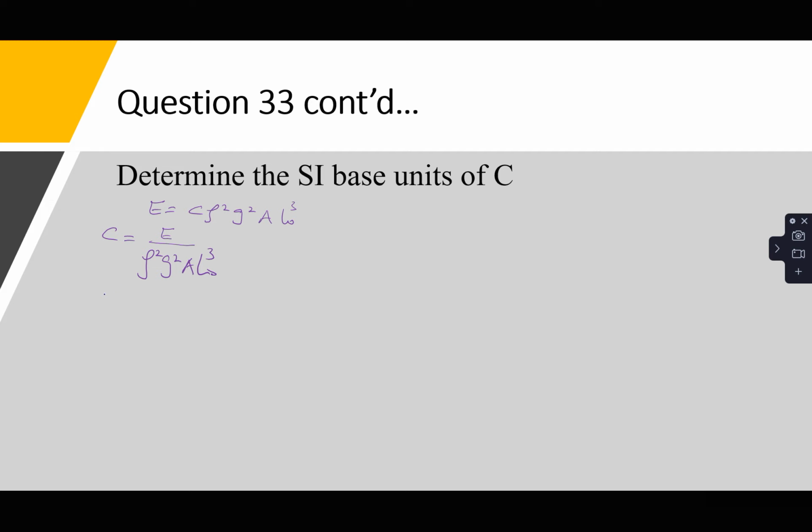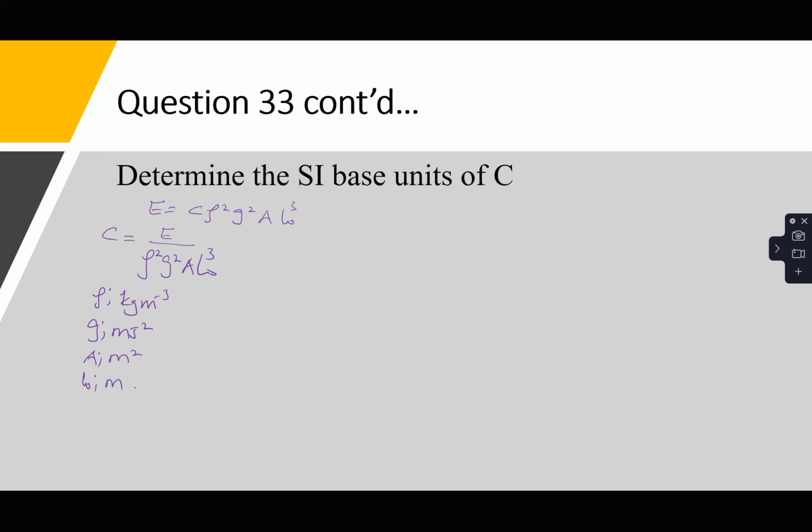So rho is density. Base units of density will be kilogram per meters cubed. G is acceleration of free fall. Base units of G will be meters per second squared. A is cross-sectional area, that will be meters squared. And L naught was given as the original length. L naught will also be meters. Okay, I think I've stated all the units.